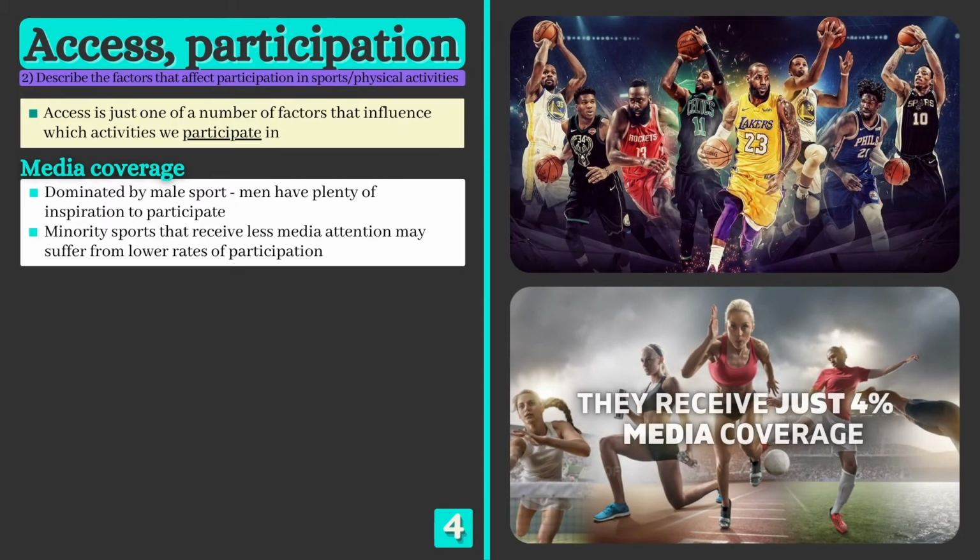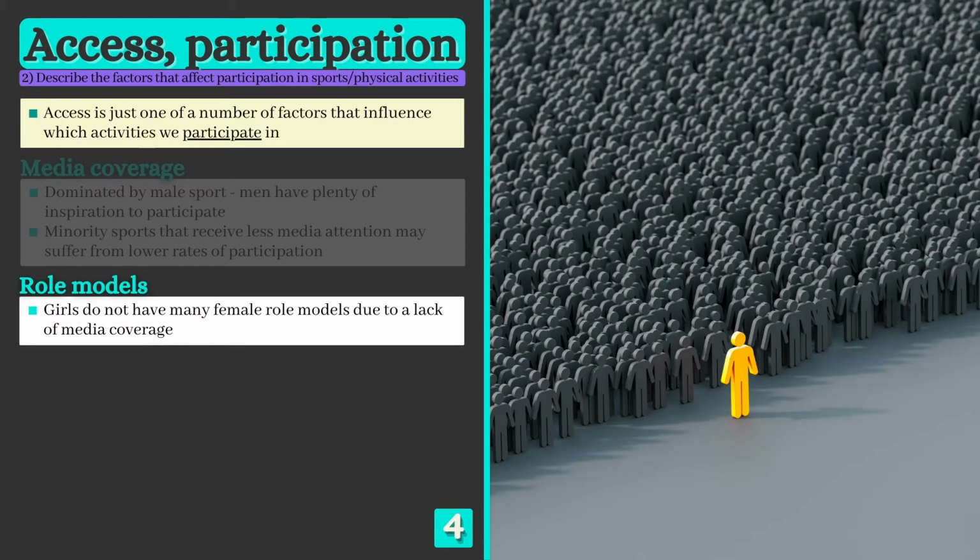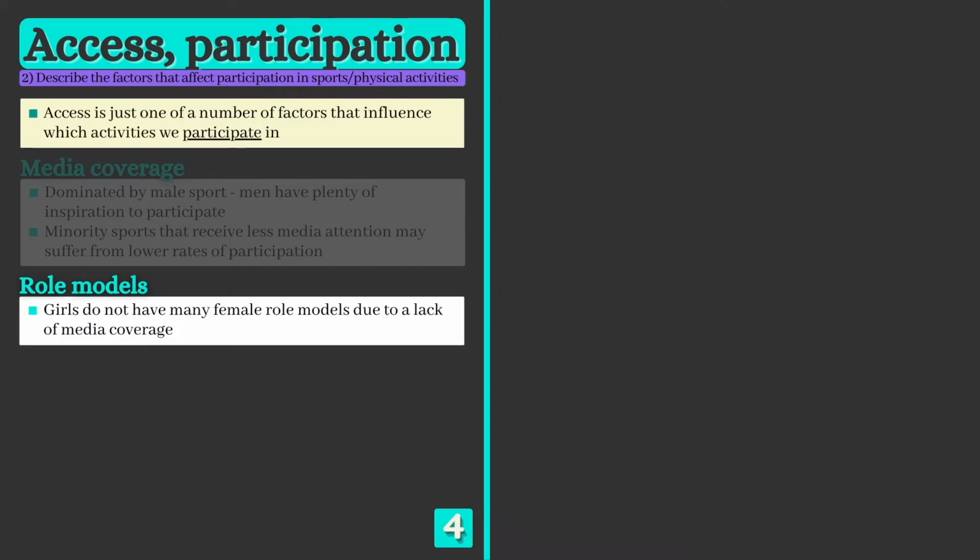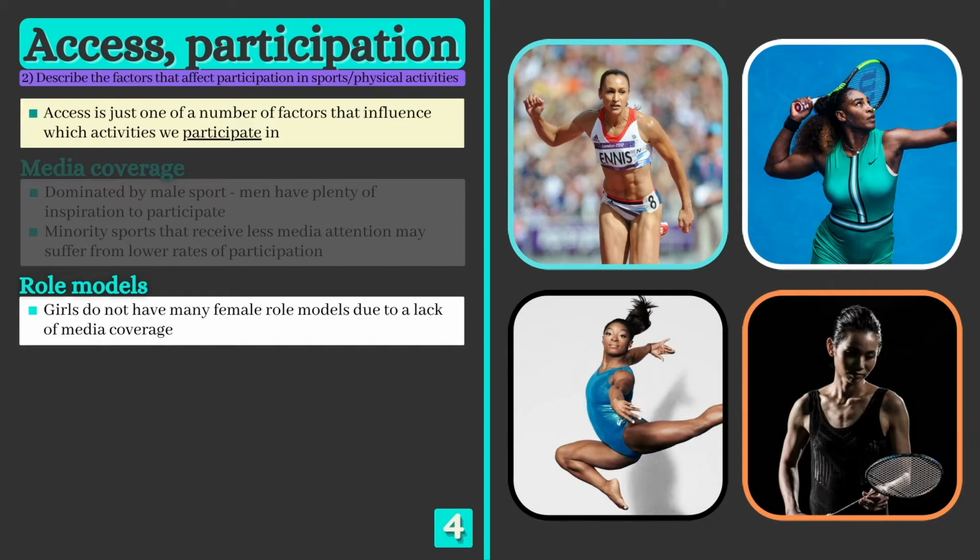In addition, male sports are well covered in the media, meaning men have plenty of inspiration to participate, while female sports feature far less. The media also presents us with role models, whose positive approach to sport may inspire us to get involved. Role models in female and minority sports are relatively few in number, however, which could affect participation.